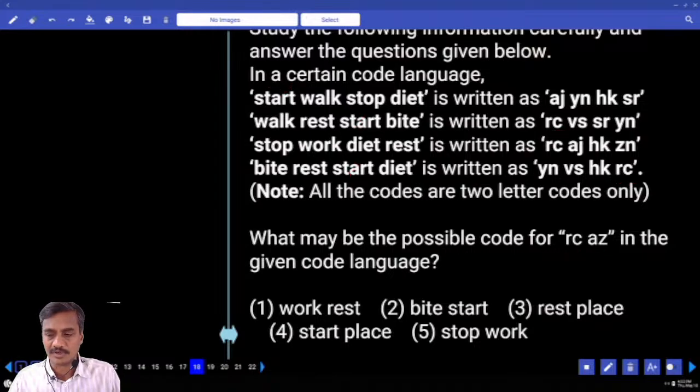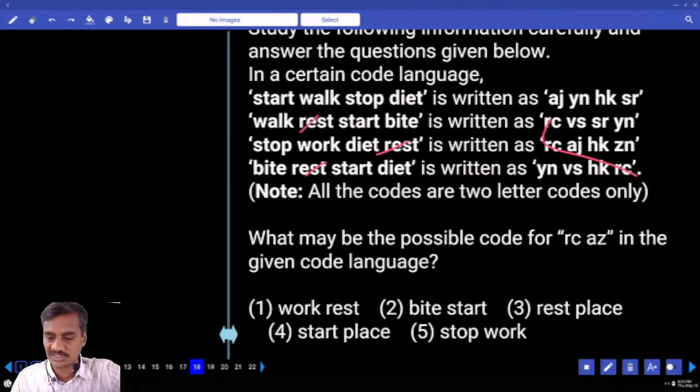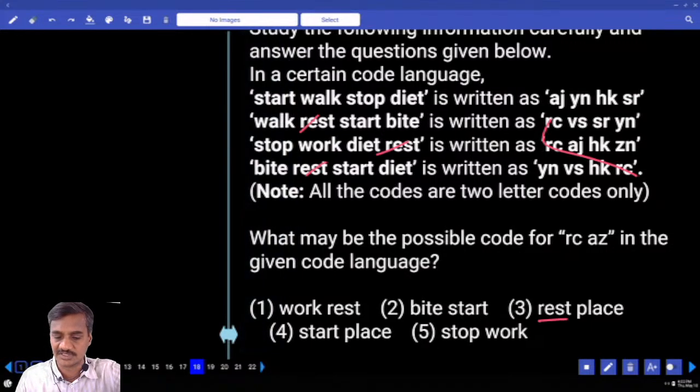Yes. Now in this one, we need to find out the codes for RC and AZ. Where is RC here? RC is common in the second, third and fourth. Now out of these three, tell me what is the word that is common here. The word "rest" is common in all of these. Hence "rest" is the code for RC. Isn't it? Rest. Then the next one, AZ.